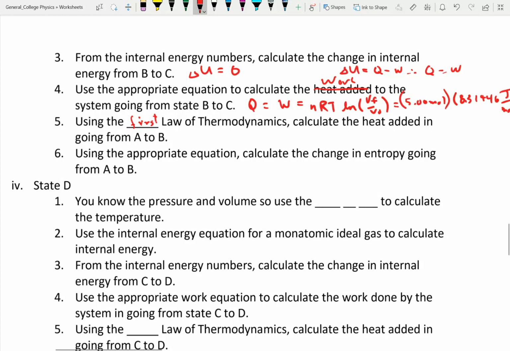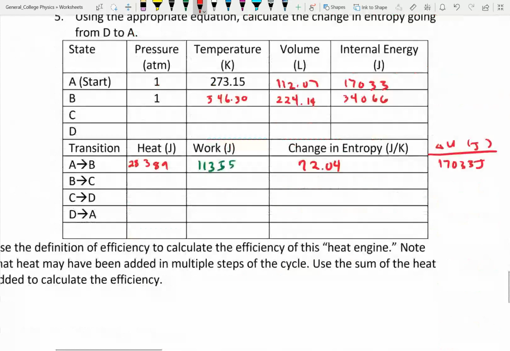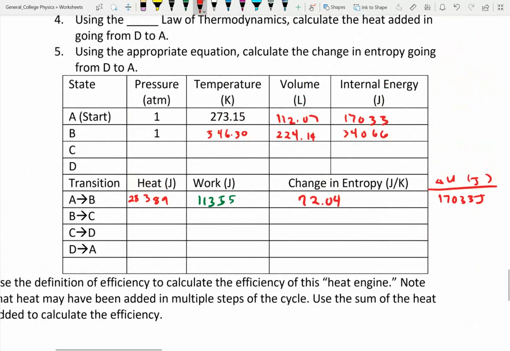Use the appropriate equation, calculate the change in entropy. Well, this is the easy one. Delta S is equal to Q over T. So that's going to be the number we just calculated, which was 9208 joules divided by the temperature, 546.30 kelvins. And that gives us 16.86 joules per Kelvin.